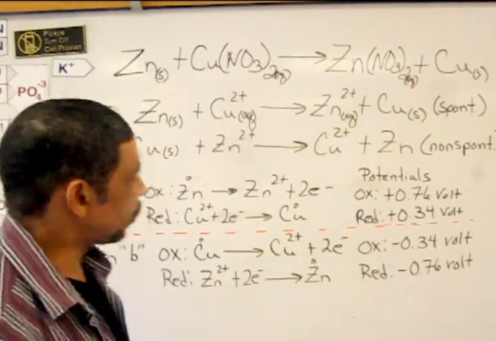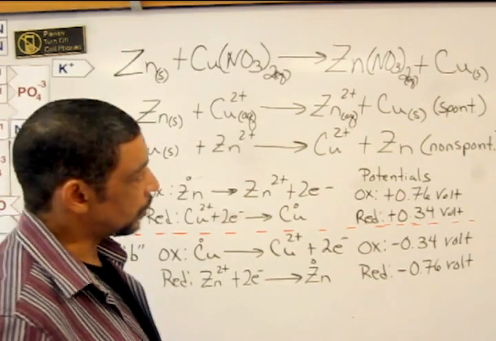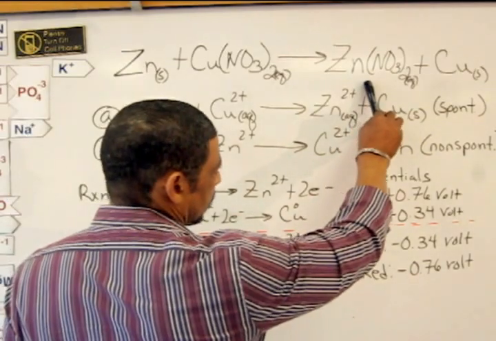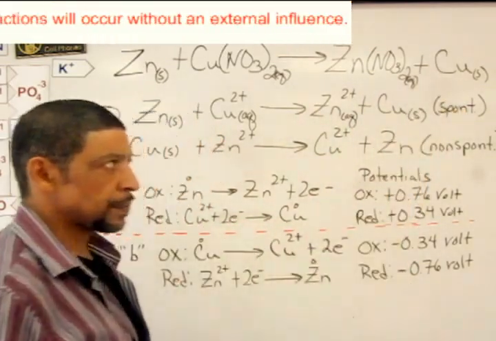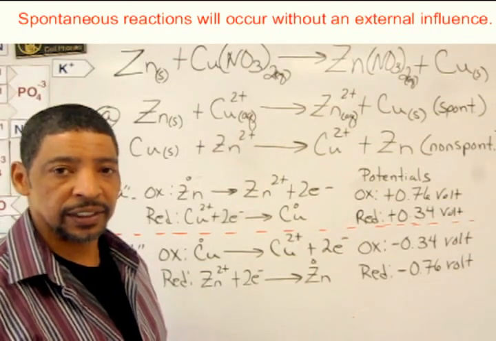In this video, I'll explain how chemical energy is converted to electrical energy in an electrochemical cell. Consider the reaction between zinc metal and copper(II) nitrate to produce zinc nitrate and copper metal. This is a spontaneous oxidation-reduction reaction.